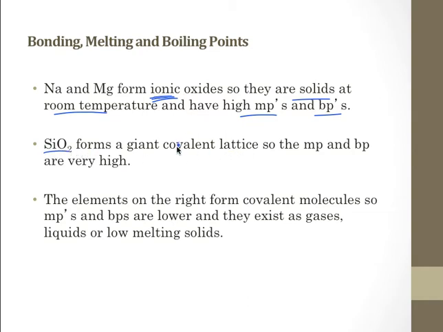SiO2, if you remember from the bonding chapter last year, and you may want to go back and look this up, forms a giant covalent lattice. So the melting point and the boiling point are also very high. Remember, silicon making four covalent bonds in a 3D direction, forming a very strong giant covalent lattice structure.